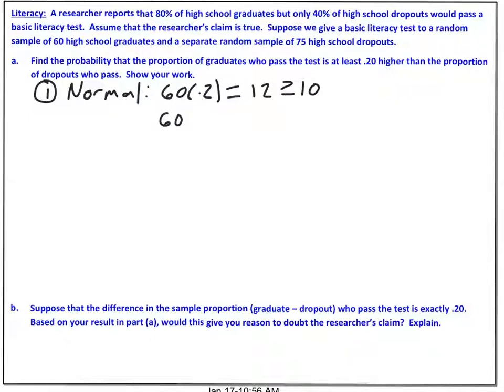This is for the graduates. I'm taking 20% and 80% of 60. That gives me 12 and 48. Those are both at least 10. And that's the same old normal condition that we'd seen before. I do have to verify it for both samples.